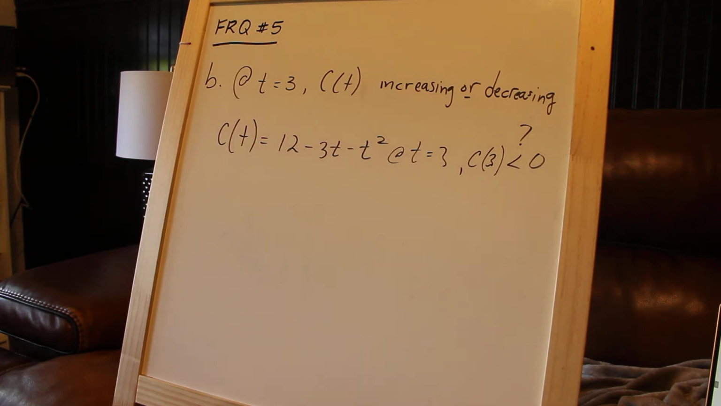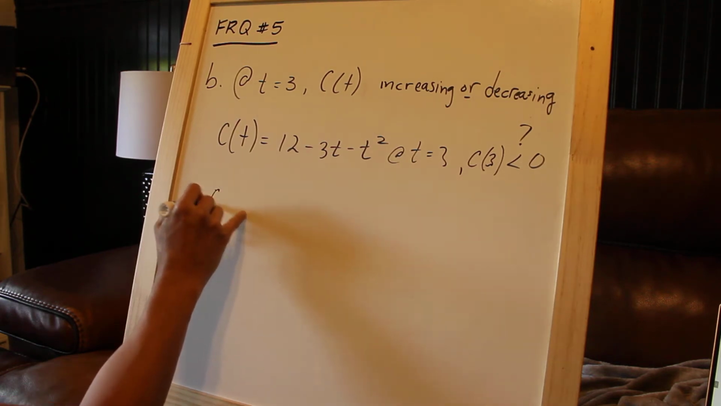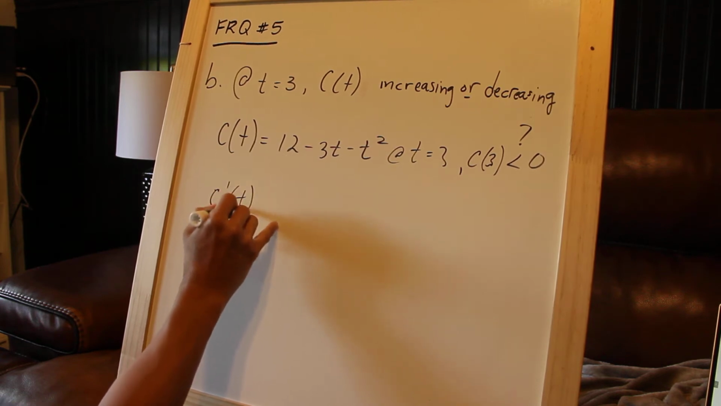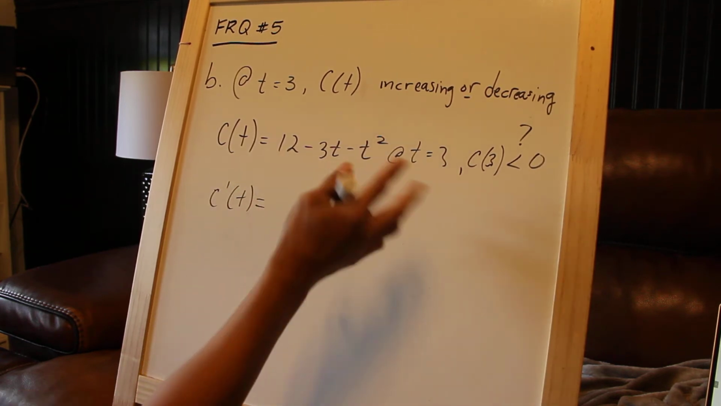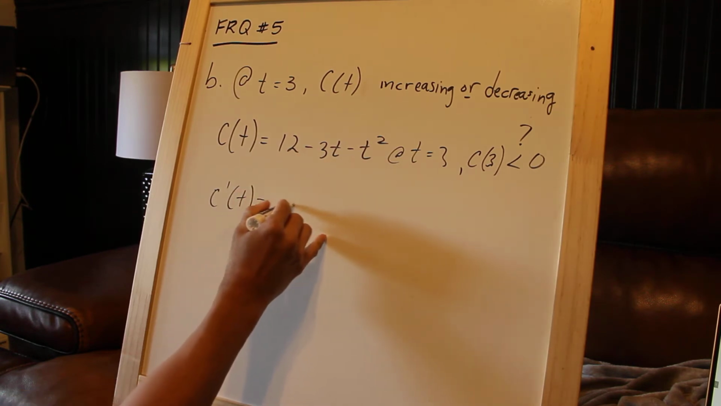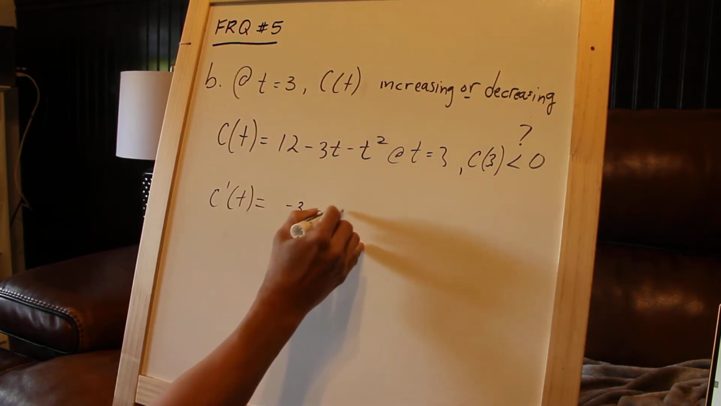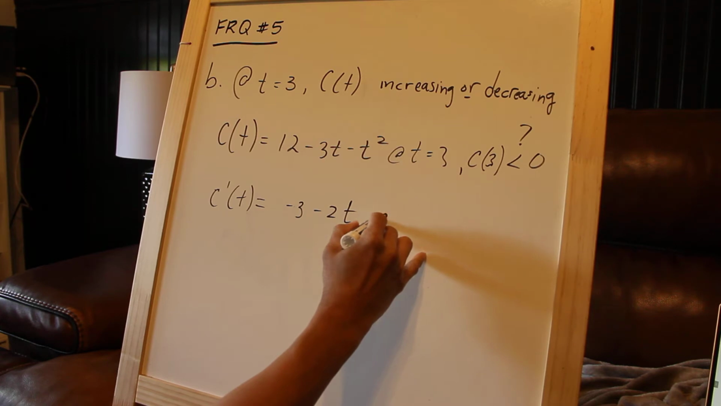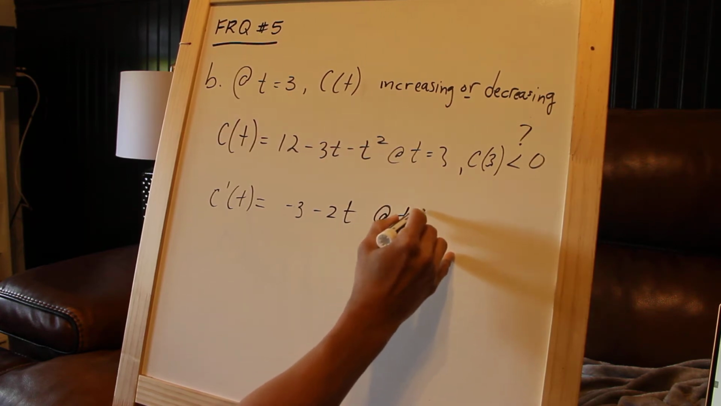So what do I have to do? I have to find out if the rate of change of her speed is increasing or decreasing. And remember, rate of change means taking a derivative. So I have to do c prime of t. So if I do c prime of t, this is just a simple quadratic here. This goes to 0, I get negative 3, and I get minus 2t here. Now I evaluate it at what? At t equal to 3.